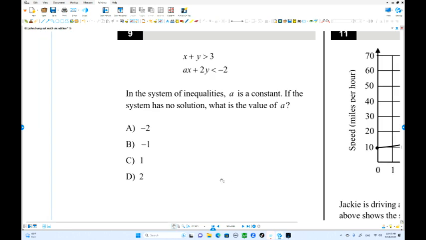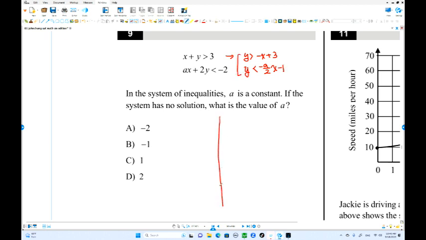All right, number 9 over here. x plus y is greater than 3. The other one is ax plus 2y less than negative 2. In the system of inequalities, a is a constant. If the system has no solution, what is the value of a? Let's figure out the graph of this one. y is greater than negative x plus 3, and y is less than negative a over 2 times x minus 1, right?